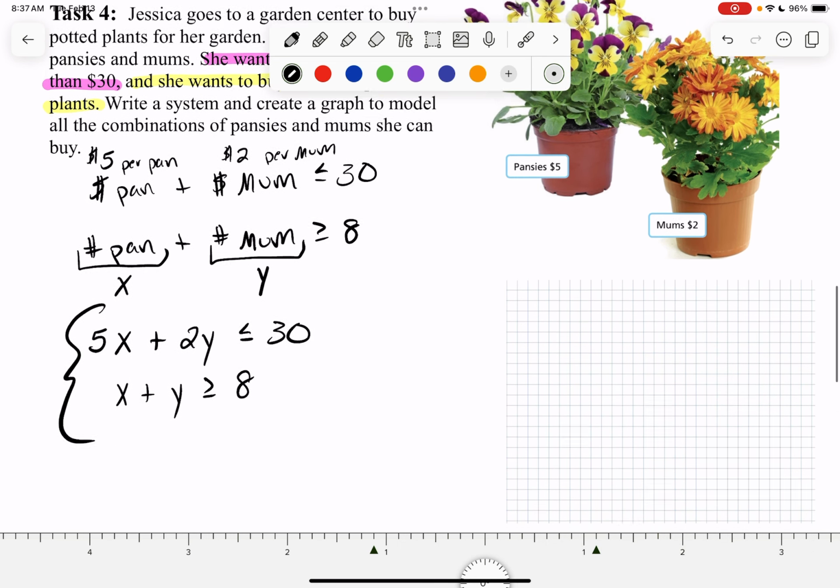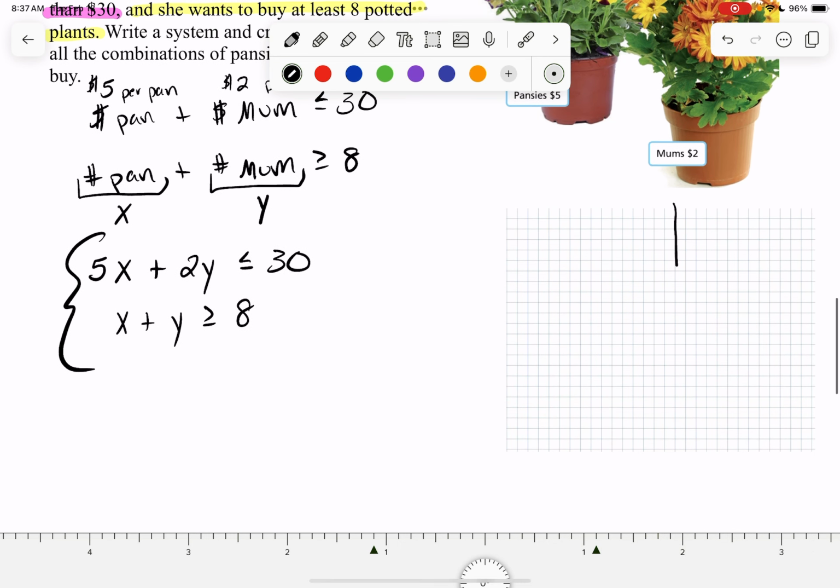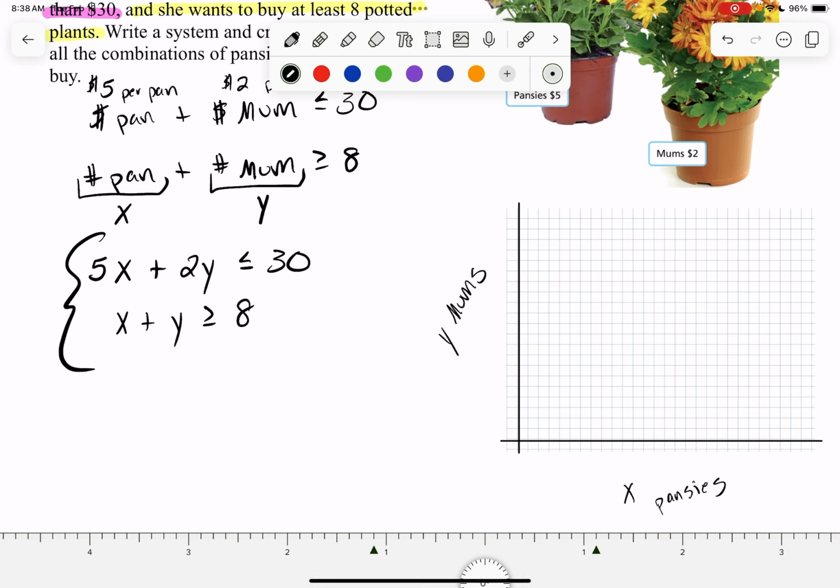And create a graph to model all the combinations of pansies and mums that she can buy. Okay, first of all, I'm really only going to buy positive numbers of pansies and mums, so quadrant 1 is sufficient for this. So over here is my x, that's my pansies. And over here is my y, that's my number of mums. Okay, so let's go ahead and graph these two things. This one looks easier to graph, so I'm going to go with that one first.